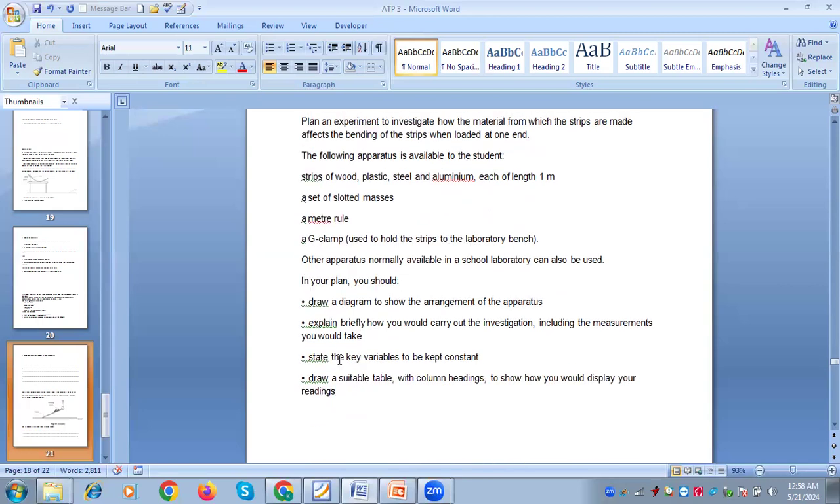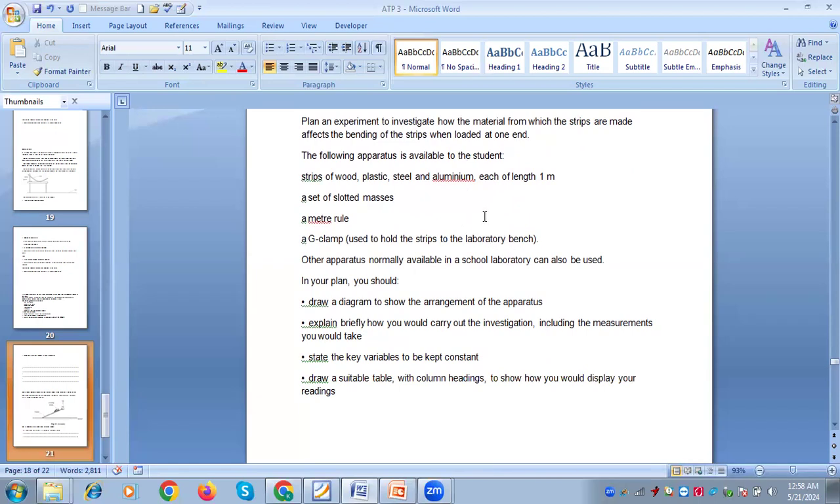What are the requirements? Draw a diagram to show the arrangement of the apparatus. Explain briefly how you would carry out the investigation, including the measurements you would take. State the key variables which are to be kept constant. Of course, when we find out the relationship between two quantities, here we are checking the bending capability of the rod.